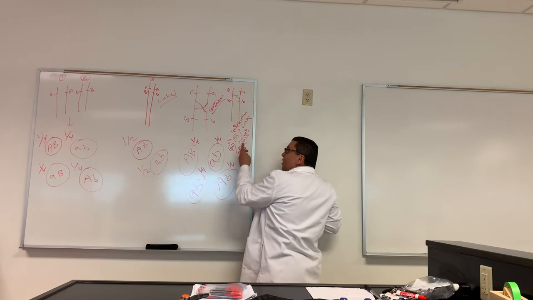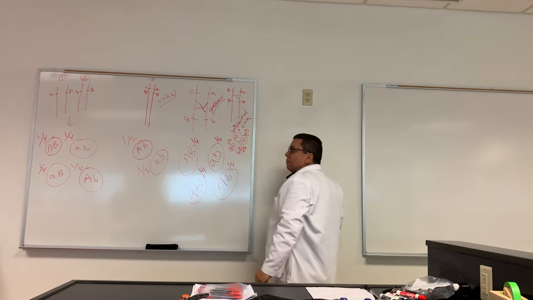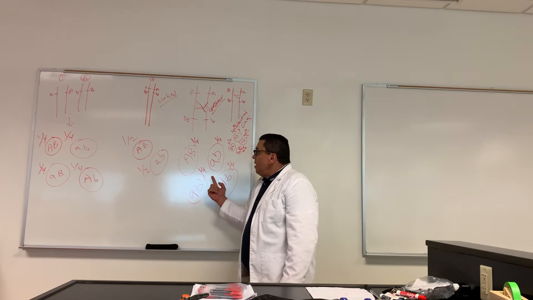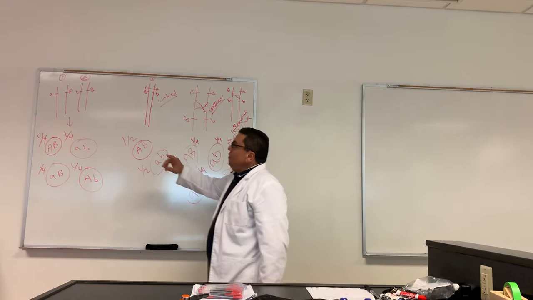But now, these are more common. The capital A and the capital B, and the lowercase a, lowercase b, they're more common than the recombinants, the ones that are produced by crossovers. So if you look at this here, you realize something, that the kind and the proportion of the kind that I get is a factor of the distance between the genes. Watch this. If they are in separate chromosomes, I will for sure get this all the time.